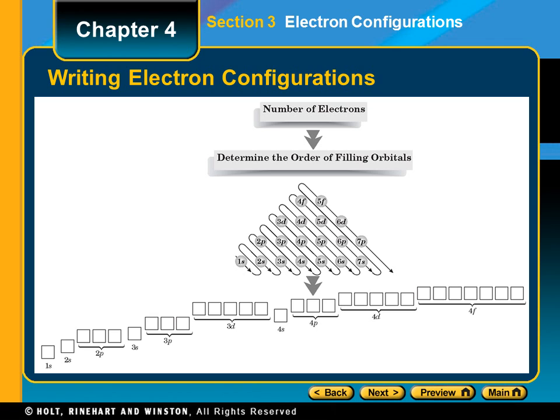So how do we write electron configurations? First thing we have to do is figure out the number of electrons. Then we have to figure out the order of filling orbitals. And as I said before, it goes by energy. It does not go just in order: 1s, 2s, 2p, 3s, 3p, 3d, 4s, 4p, 4d. And you see where you have that pyramid or that triangle? This is an easy way.